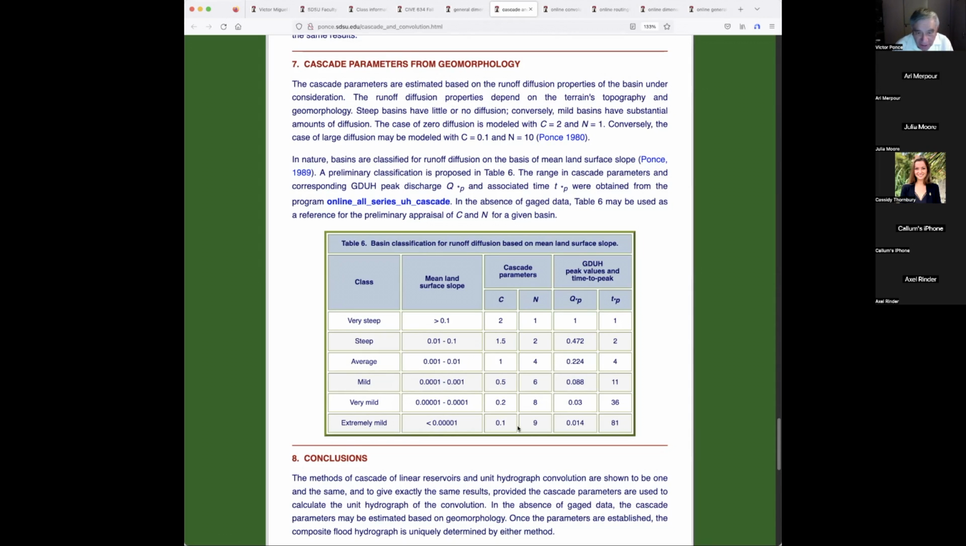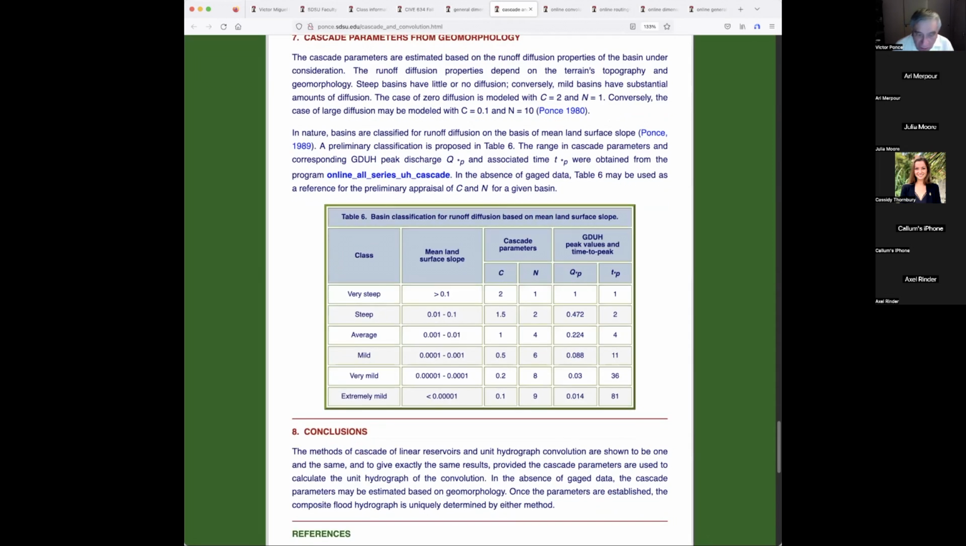That's my next story. So the cascade, these numbers here are thrown in there because based on experience, Professor Ponce's way of expressing his experience. The cascade parameters are going to be roughly these, and the GDUH values, which had already been calculated because we already had the calculators, are these numbers: the dimensionless peak and the dimensionless time to peak. And that's it. Those are the numbers. So we get to the conclusions.